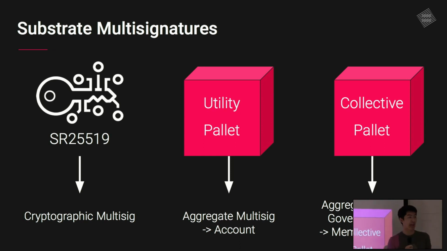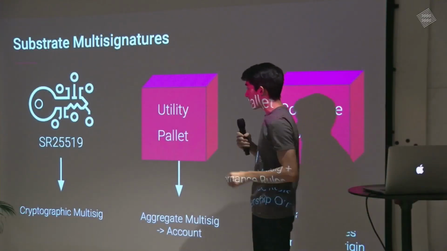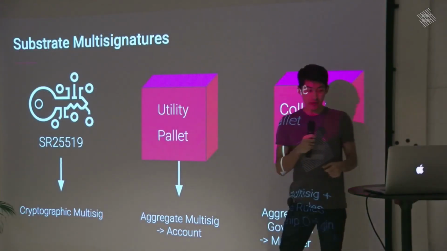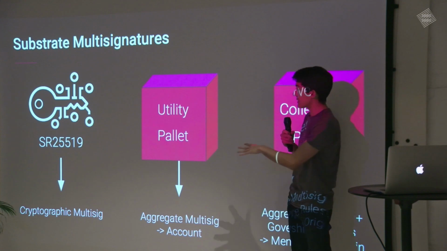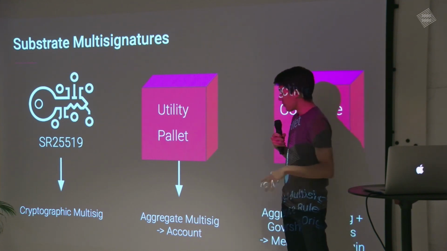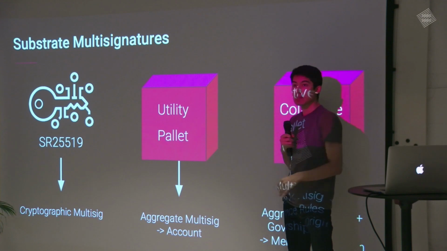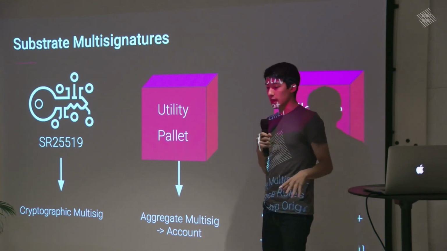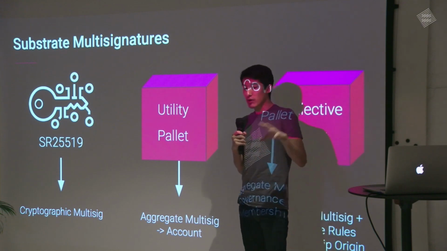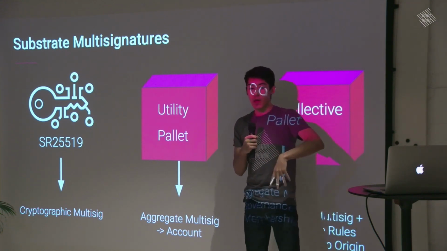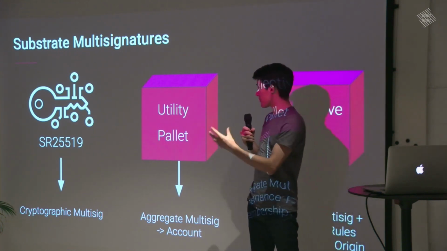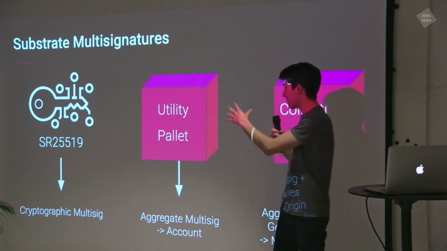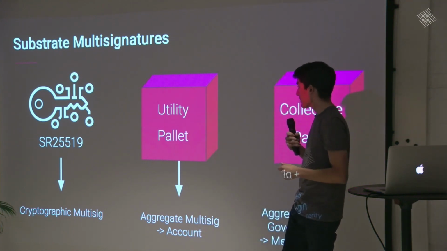And so in Substrate, we already have different forms of multi-signatures. Obviously, our SR25519 cryptography supports a cryptographic multisig. But we also have this utility palette. This is relatively new. I'm not talking too much about it, but inside of the utility palette, we support generalized aggregate multisig. So basically, any set of users in a Substrate blockchain can create a multisig with n number of people, and I'll talk about this more, but m number of people out of n can approve some transaction and submit a transaction on behalf of the group of people in this multisig.